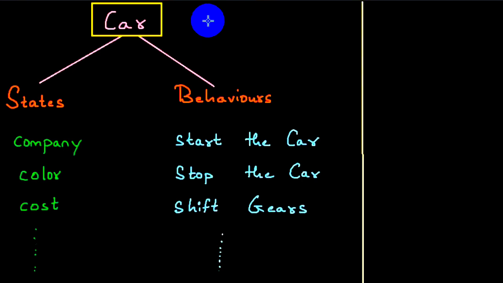Whereas behaviors are used to perform some task, correct? Such as if I want to start the car, I'm performing some task, functionality. If I want to stop the car, if I want to shift gears, it means I am performing some action. It involves functionality. So these are all called behaviors.